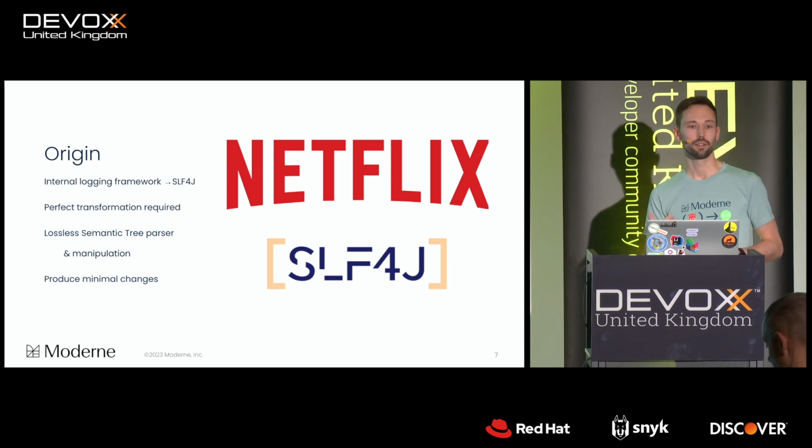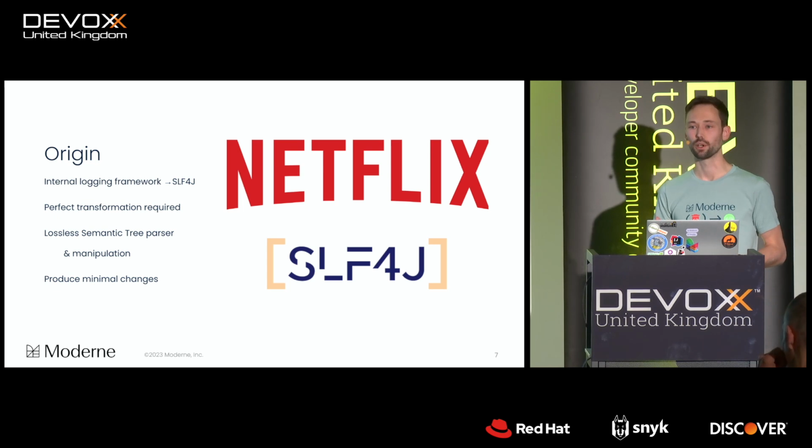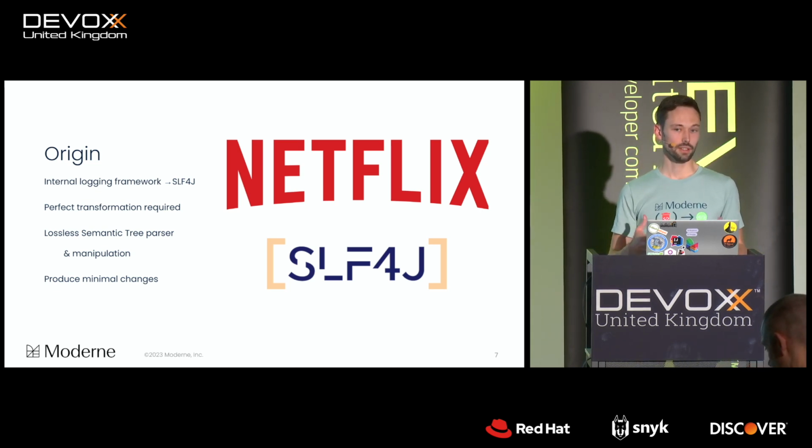OpenRewrite was started at Netflix, initially to aid in the migration of an internal logging framework to AssertJ. You can probably imagine that any logging framework is going to be pervasive throughout an organization. To even consider migrating, you'd need perfectly accurate automation. So that's exactly what they did.